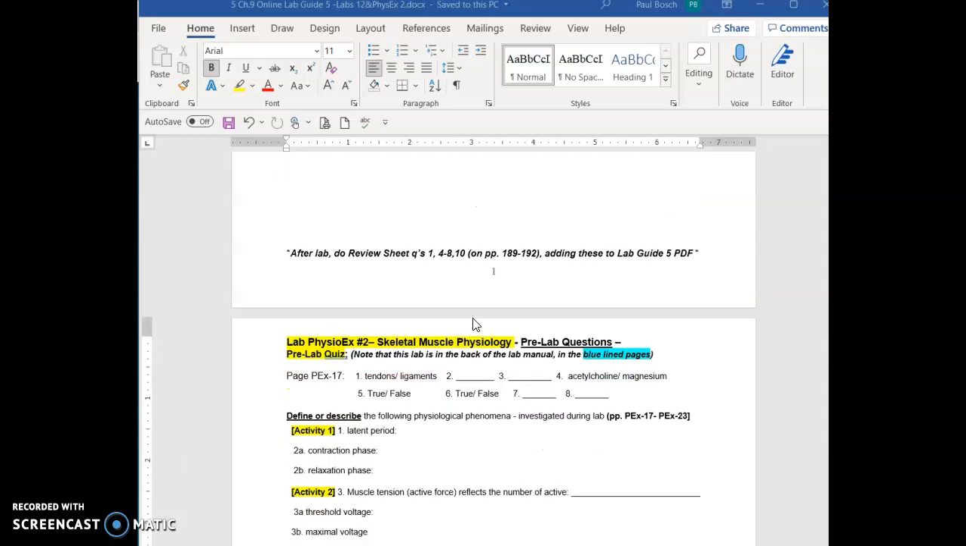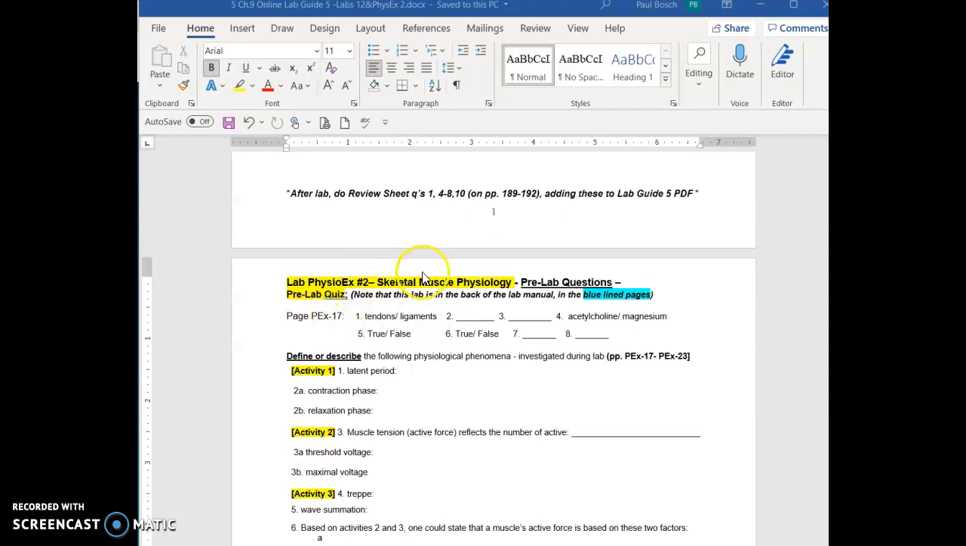And when you're done with that, you go on to the PhysioEx Lab. Now this is found in the back of your lab manual. There's some blue lined pages back there. So all the instructions are back there. And so the page number is PEX 17. So it's the 17th blue lined page. That's where you find information about this.